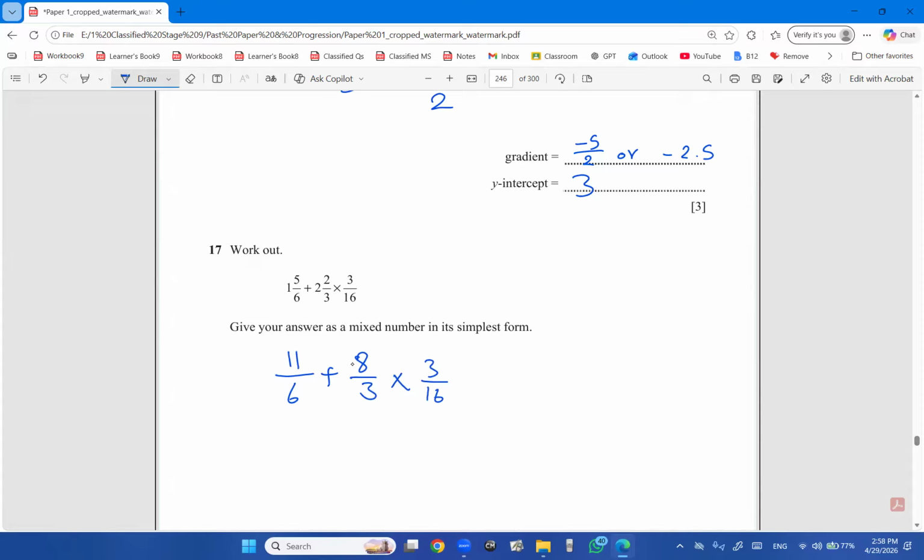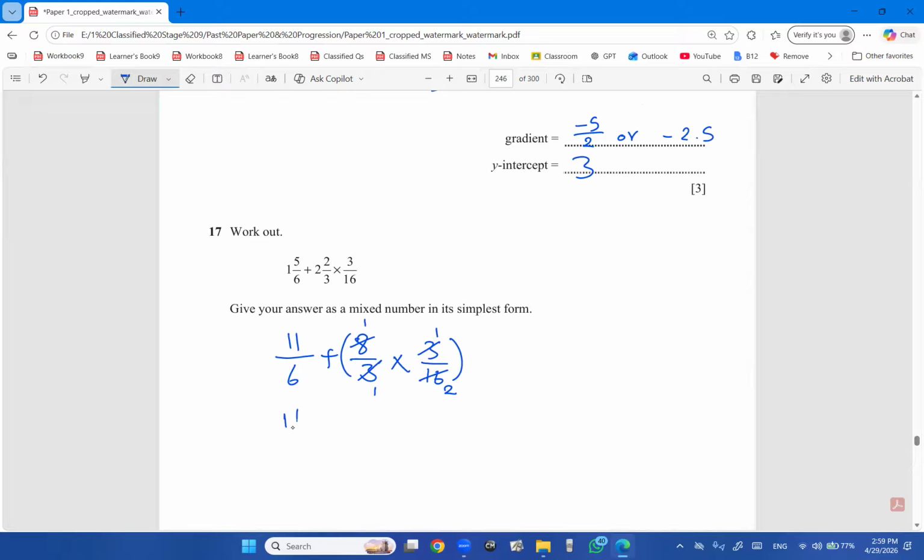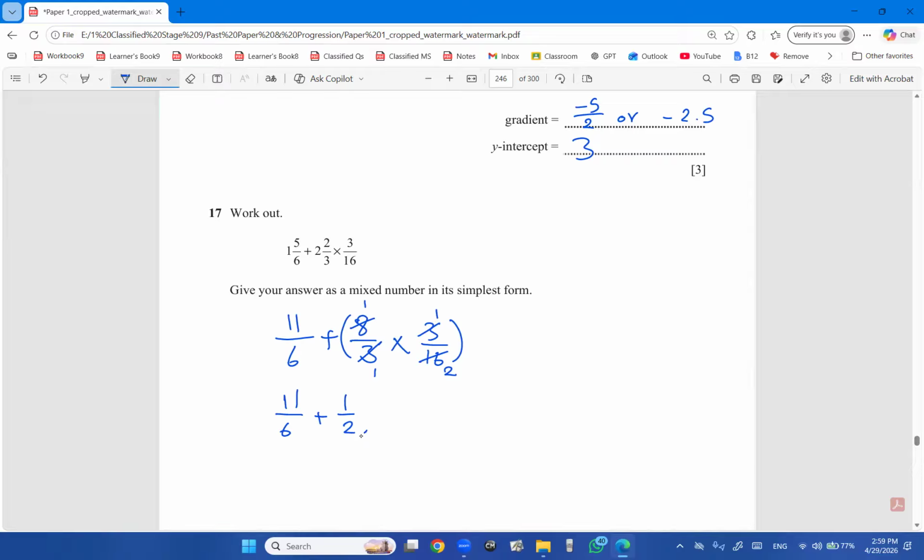Mister, can I simplify before I multiply? This is what I always say to you. It's going to be much easier if you simplify, then you multiply. So here we need first to multiply these two, okay? So dividing this by 8 is 1, dividing this by 8 is 2, dividing this by 3 is 1, dividing this by 3 is 1. So the new question is 11 over 6 plus 1 over 2 equals what? Multiplying here by 3, multiplying here by 3 gives you 11 over 6 plus 3 over 6 is 14 over 6.